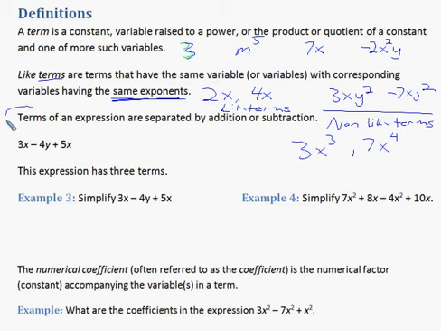And then looking at this part here, terms of an expression are separated by addition and subtraction. So here's a term, here's a term, here's a term.